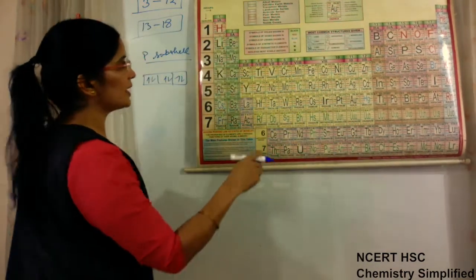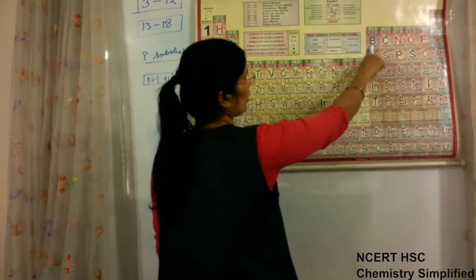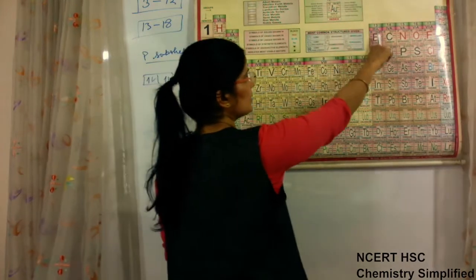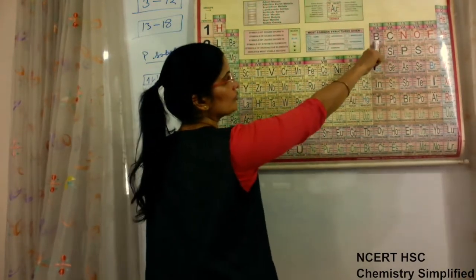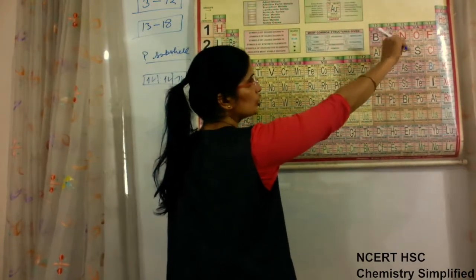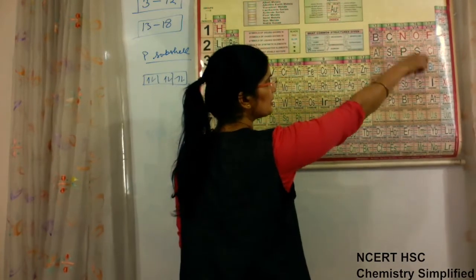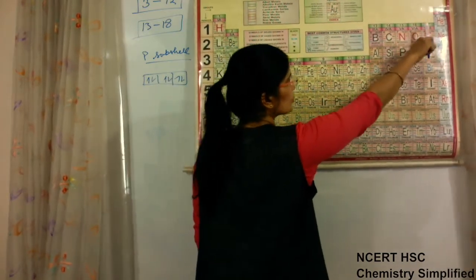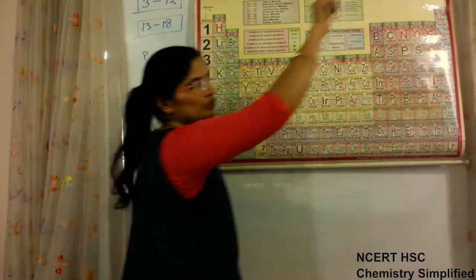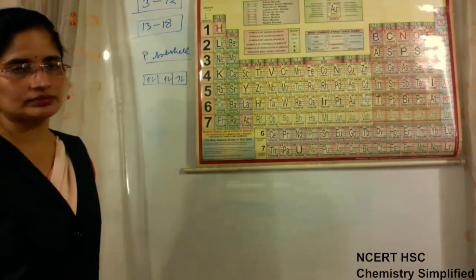The reason is that in boron it will be P1, 1 electron will be there in P. In carbon, 2 electrons in P. Nitrogen, 3 electrons in P. 4 electrons, 5 electrons and 6 electrons will be present in P. Clear?